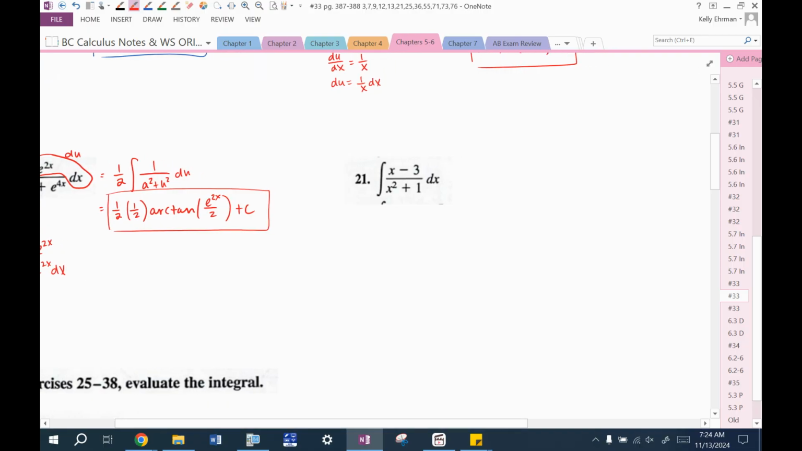All right, now what about 21? I could try this with arctan, but it's not arctan because even though I can make this 1 plus x squared, if a is 1 and u is just x, that's not going to get rid of this. So just because you see a sum or a difference of squares in a denominator, don't forget about all of the other methods we've learned. So what about u sub? Let's try u sub. u would equal the denominator, x squared plus 1.